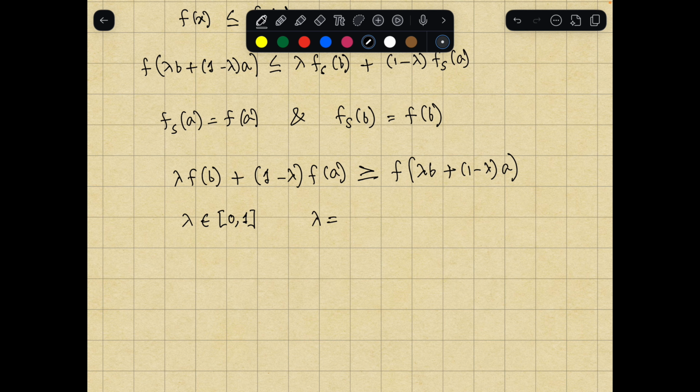So lambda equal to 0 gives x equal to a and lambda equal to 1 gives x equal to b.